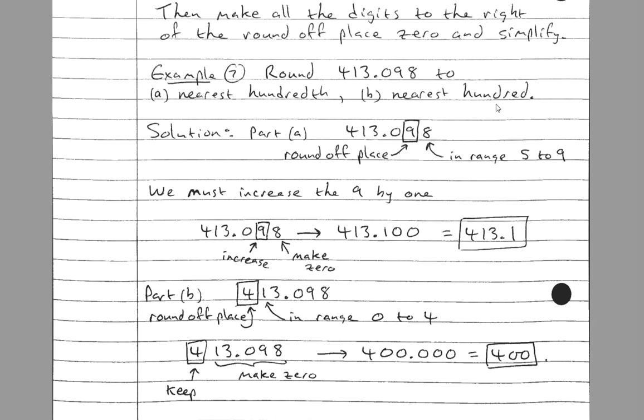All right, part B, to the nearest hundred. Okay, so we see a 4 in the hundreds place. That's the round-off place. To the right of that is a 1. And that 1 is in the range 0 to 4. So our rule tells us that we keep the 4, and then make everything to the right of that 0. So these all turn into zeros, and we can eliminate 3 insignificant zeros. The answer here is 400.